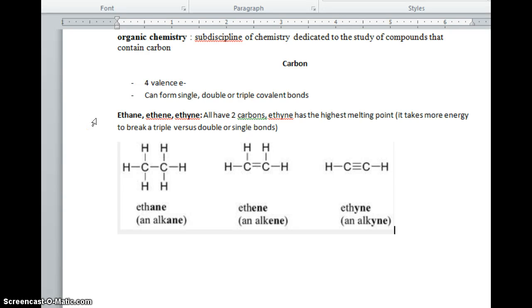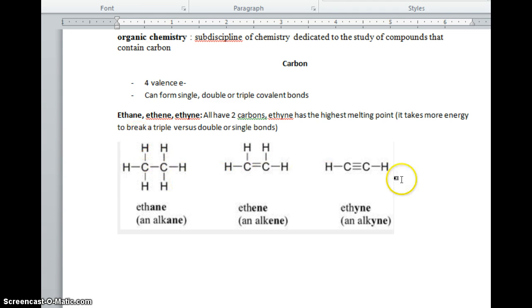All right, this is part 2 of 7.01 hydrocarbons. So ethane, ethene, and ethine all have 2 carbons. Ethine has the highest melting point. Why? It has a triple bond. And triple bonds take a lot more energy to break versus a double bond. And double bonds take more energy to break than a single bond.